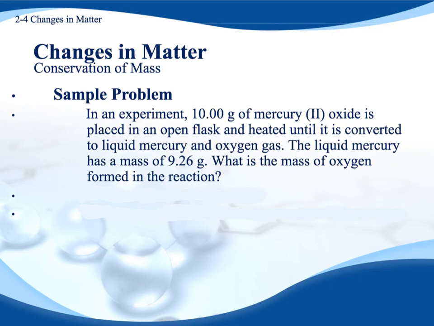Okay, so I'll read this problem and I want you to do it on your own. It's just kind of in words what was on that last picture. In an experiment, 10.00 grams of mercury(II) oxide is placed in an open flask and heated until it is converted to liquid mercury and oxygen gas. The liquid mercury has a mass of 9.26 grams. What is the mass of oxygen formed in the reaction? So go ahead and give this one a try.